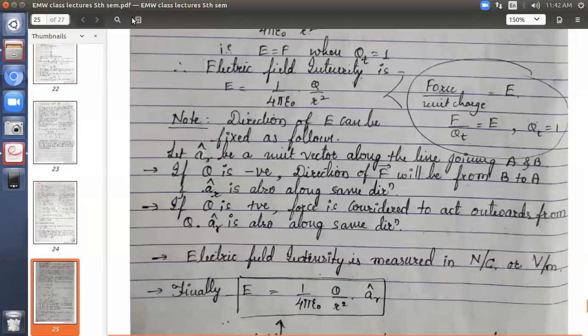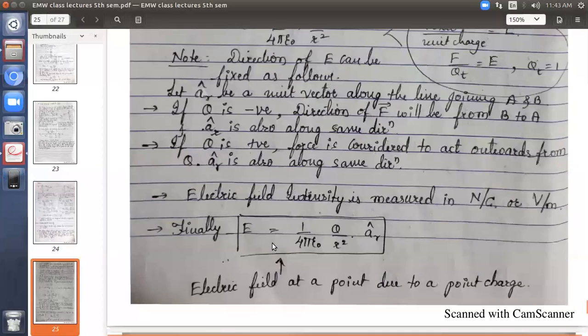Any doubts till now? We have seen the definition of electric field intensity. We have tried to understand how to find the equation for electric field intensity and how to fix the direction. Okay, so let me continue.